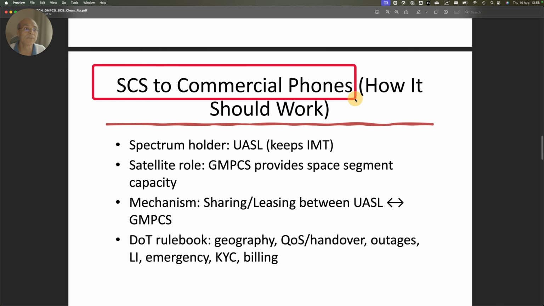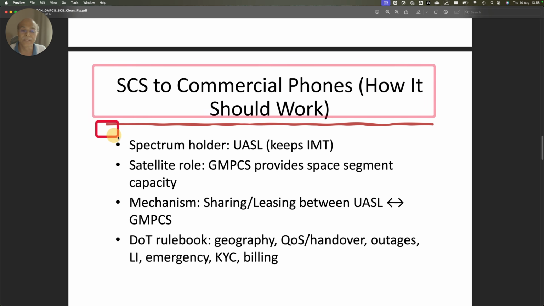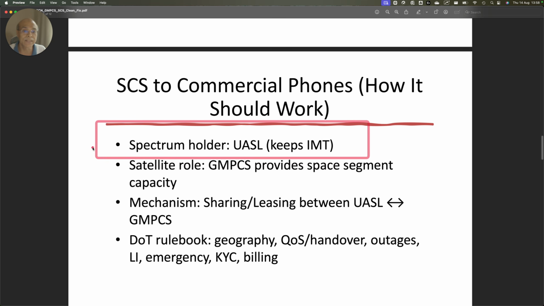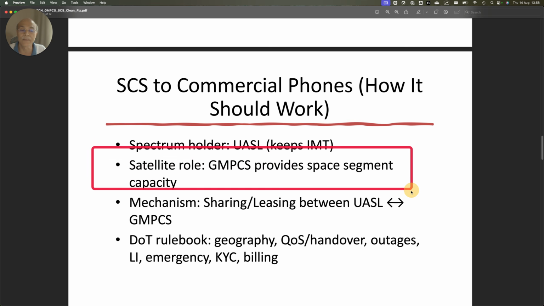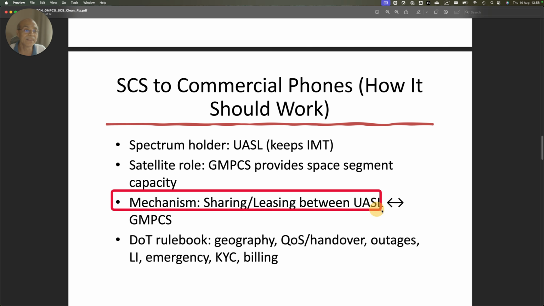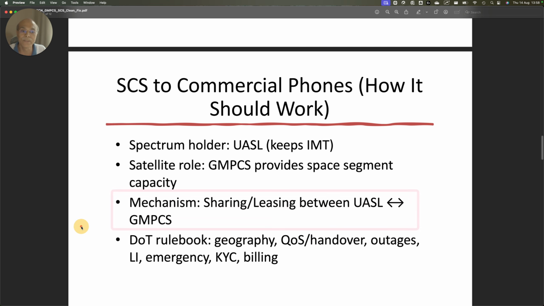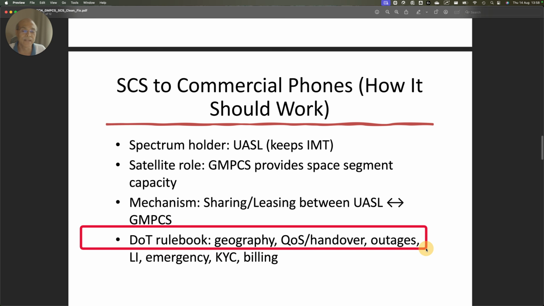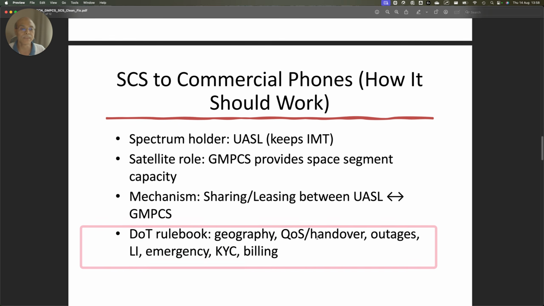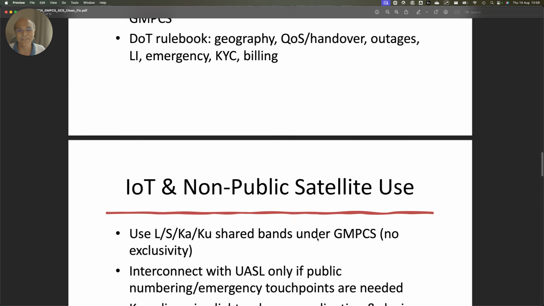SCS to commercial, how it should work. Spectrum holder, USL, keeps IMT. Satellite role, GMPCS provides space spectrum capacity. Mechanism: sharing and leasing between USL and GMPCS. DOT's rulebook: geographic, QoS, handover, outage, LI, emergency, KYC, billing. That's all the responsibility.